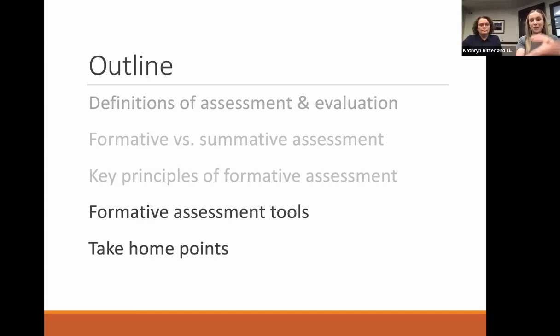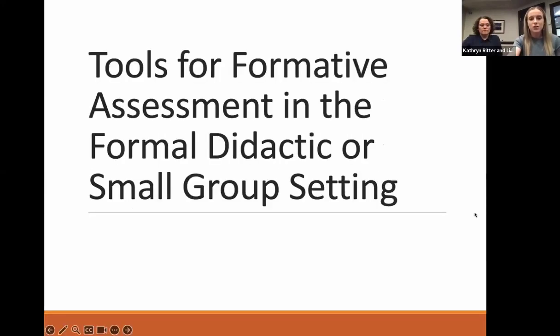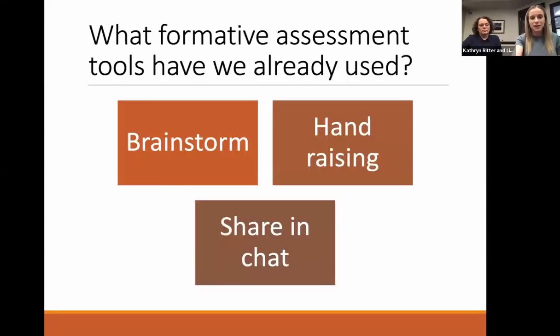And this is a very broad overview. So hopefully there may be 1 or 2 things that you can take away from this and look into more and think about how you may be able to incorporate that into your own practice. So first, we're going to start with formative assessment tools that you may use in that formal didactic setting where we're thinking about this large lecture hall full of students or a small group didactic setting.